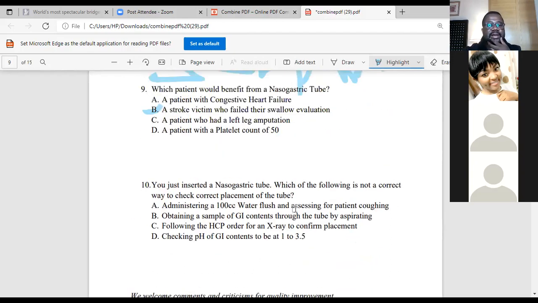Question number 10 and the last one for today. You just inserted a nasogastric tube. Which of the following is not a correct way to check correct placement of the tube?